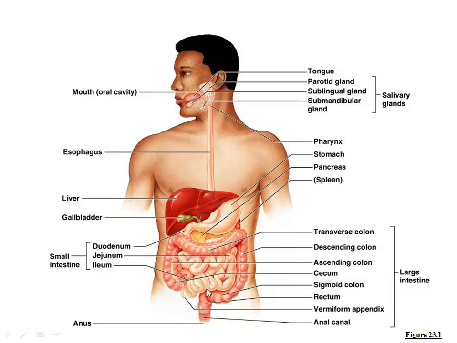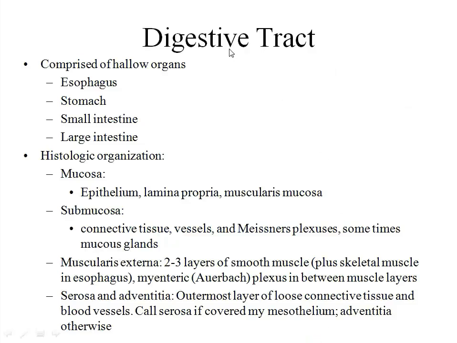Apart from this tube system, the digestive system is also supported with some glands, that is the liver, gallbladder, pancreas, and initially what we saw here is the salivary gland. So the digestive tract comprises of esophagus, stomach, small intestine, large intestine.